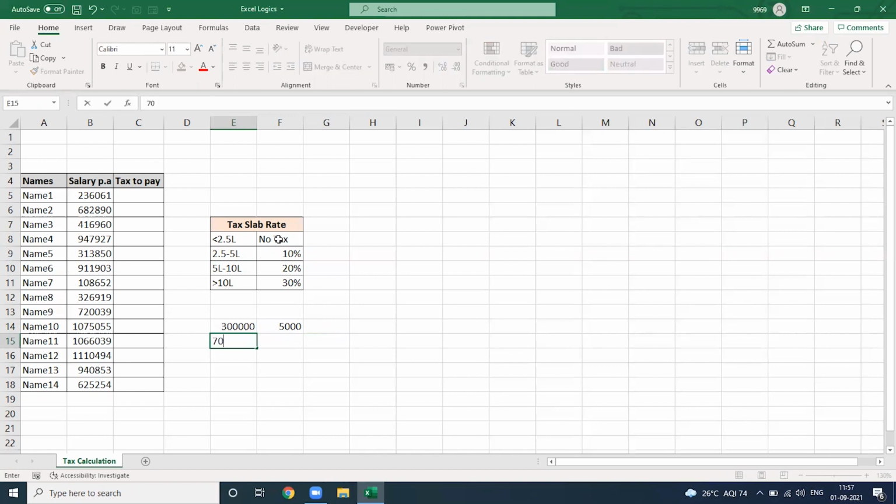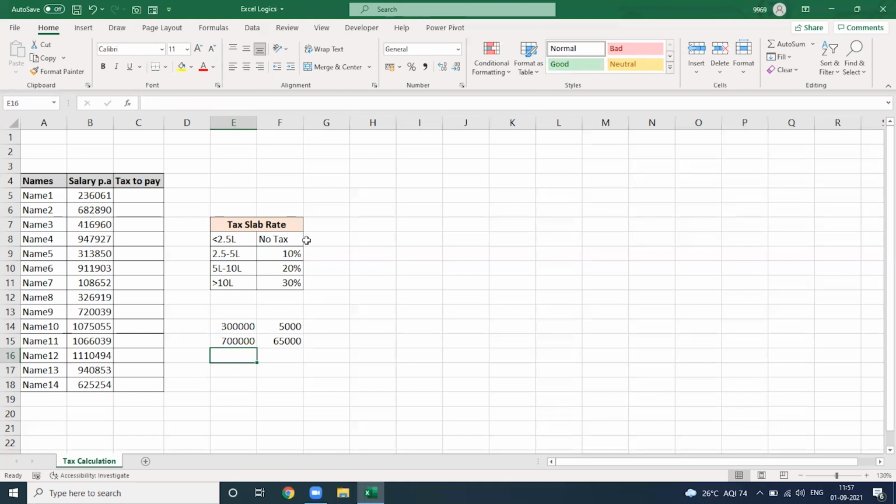If a person is earning 7 lakh per annum, which is between 5 lakh to 10 lakh, he should pay 20% tax. Again he pays 20% tax only for the amount above 5 lakh. So from this amount, remove 5 lakh, and for the remaining amount, he pays 20%. Plus, again in this 5 lakh, he should pay 10% for 2.5 lakh, and for the first 2.5 lakh, no need to pay tax. So 2,50,000 into 10%.